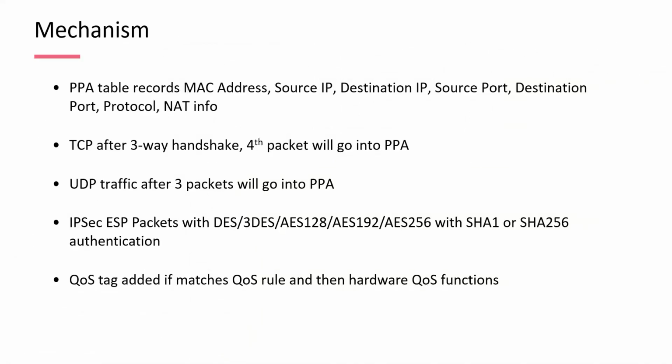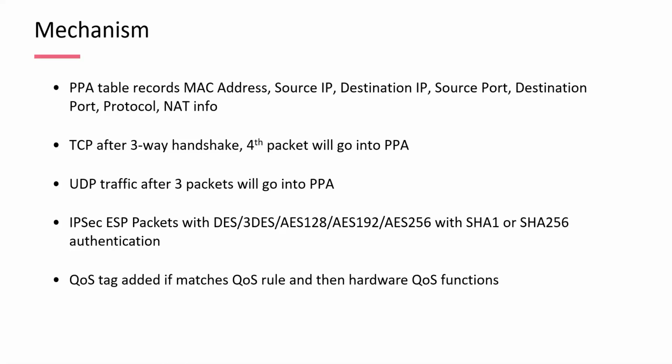So the mechanism in the table records the MAC address, the source IP, the destination IP, source port, destination port, protocol, and the NAT info, so that it can process it again. The MAC address is really important for it. If it can't record the MAC address, then it's not able to do the hardware acceleration. So it's important for the router to be able to see the MAC address of the LAN device that it is doing the hardware acceleration for.